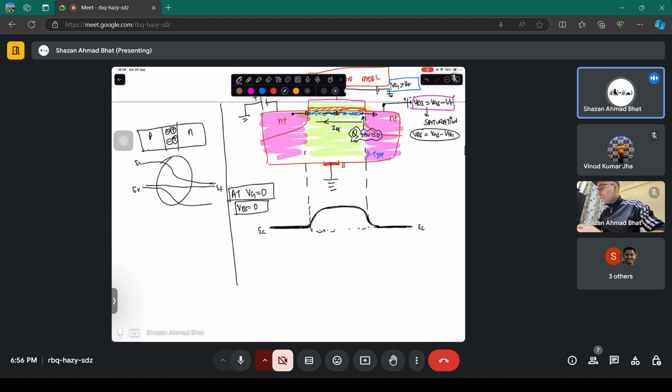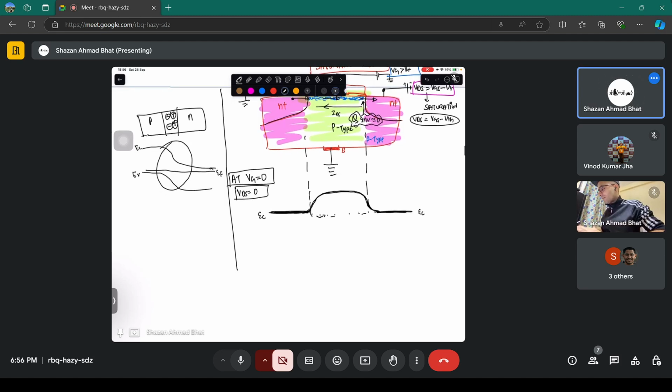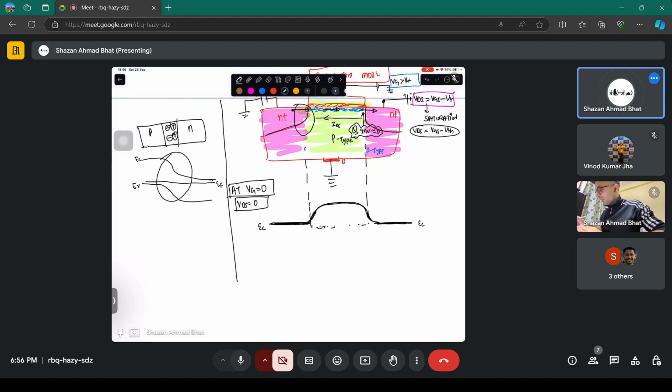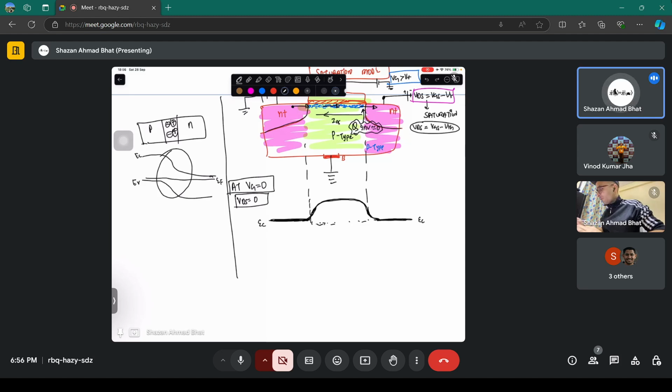Because you have N and P plus regions on this side. You have N region here, and this is P region, like a PN junction. So this barrier occurs because of this PN junction. I hope you got it. So now you have to deal with two barriers, and it's the same scenario. Let me just remove this. Okay, this is messed up.